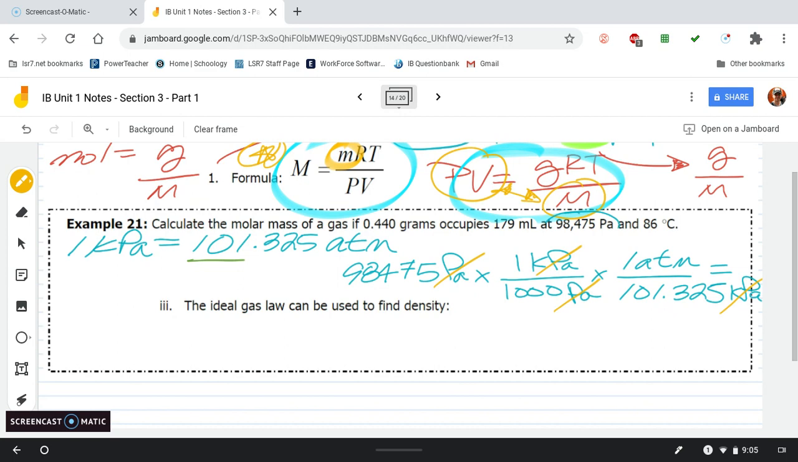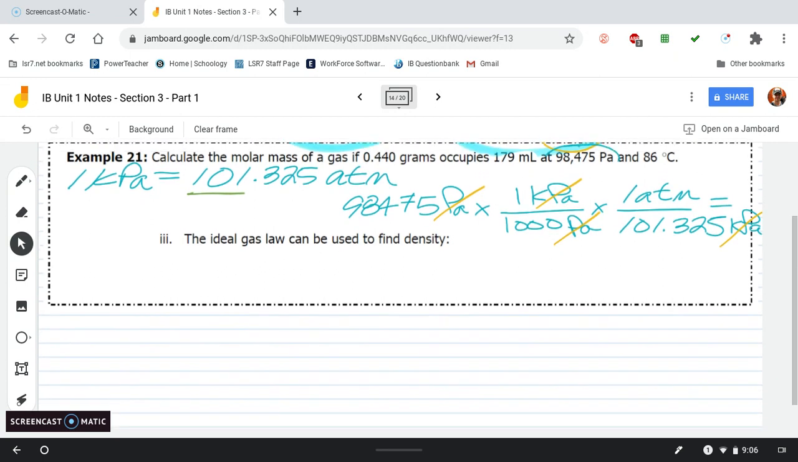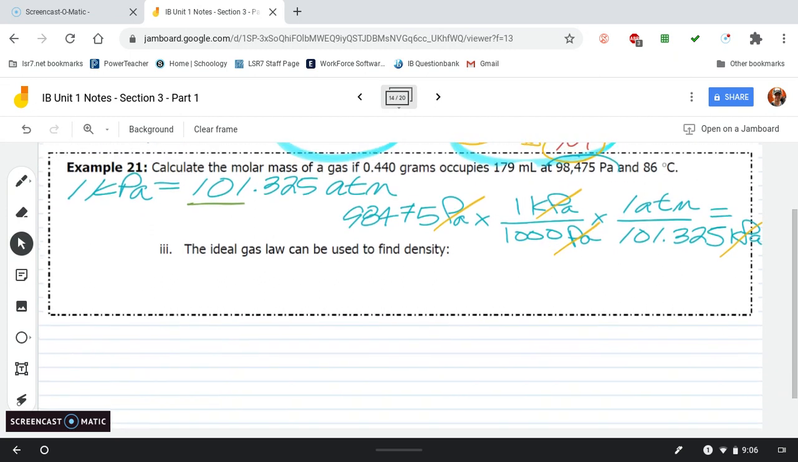So let's go down here and set this up. My molar mass is going to equal G, or you can use the lowercase m, RT over PV. The G here, they said, was 0.440 grams. And so this is where the R value comes in.